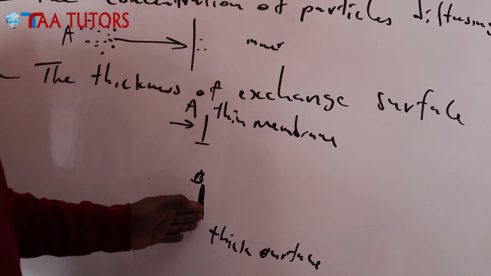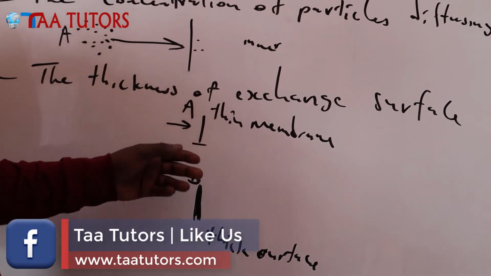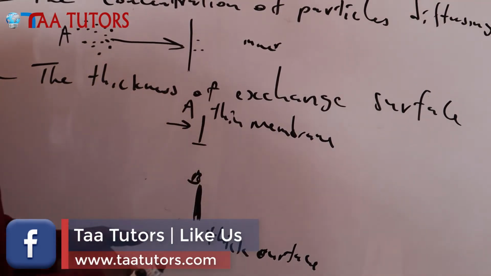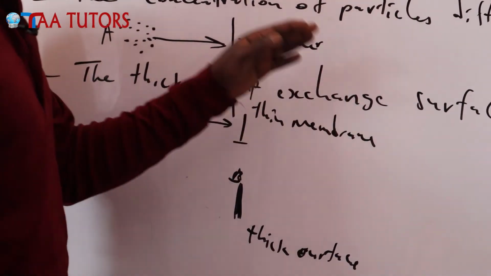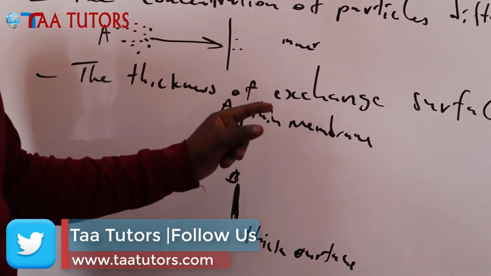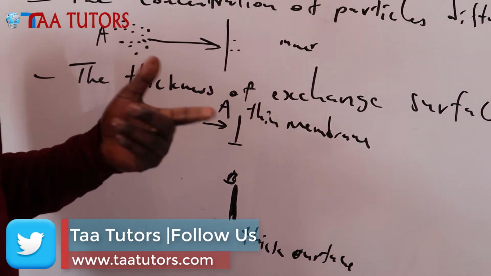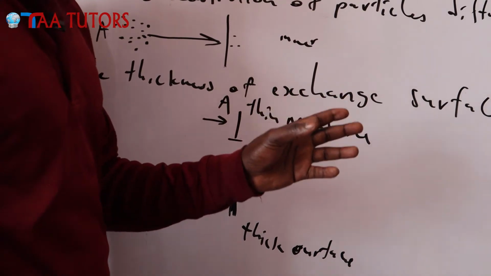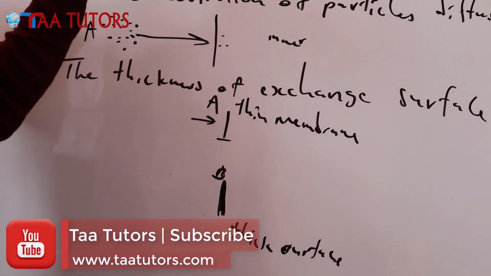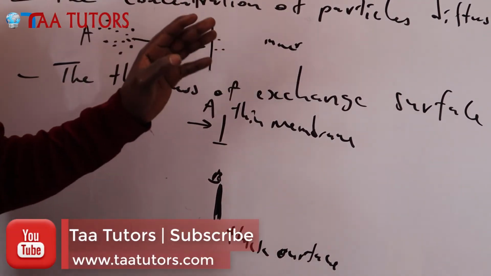Therefore, it's going to take time. When you look at the thin membrane here, the distance, as I've said, is short, and therefore the molecules will take a shorter time to pass across. The rate of movement of molecules across membrane A is going to be much quicker than in membrane B. And that is one thing that will always determine the speed at which the molecules pass.